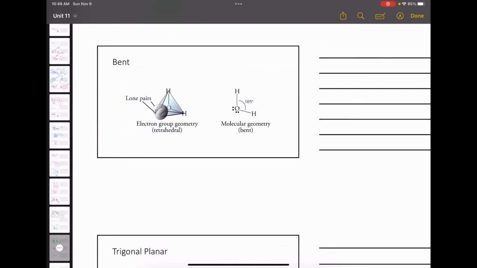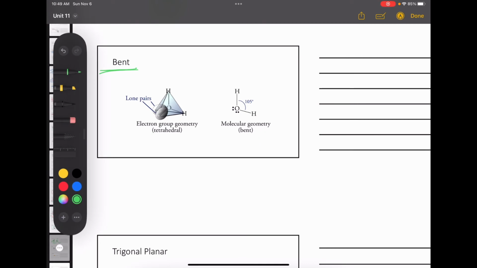Let's look at another one. This is the bent geometry. So the bent geometry, something like H2O. When we looked at the H2O, if you remember, we have oxygen in the center, and we have hydrogens, and we have the 2 lone pairs of electrons. So the electron group geometry, which concerns counting the bonding pairs and the non-bonding pairs, would give us a count of 4, right? Because we have 1, 2, 3, and 4. So the electron group geometry in this case is tetrahedral, remember, because 4 means tetrahedral.